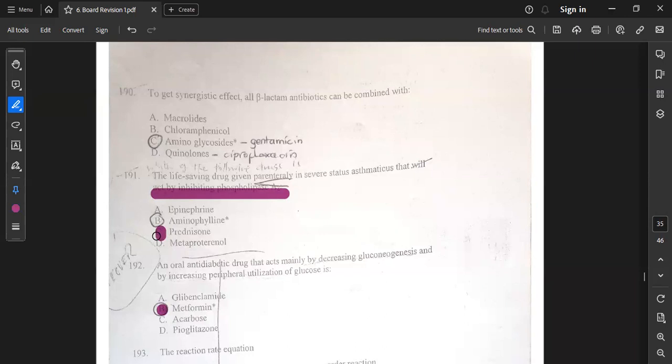Okay, I have a question. Can prednisolone be given as an IV? Yes, I think it can be given.